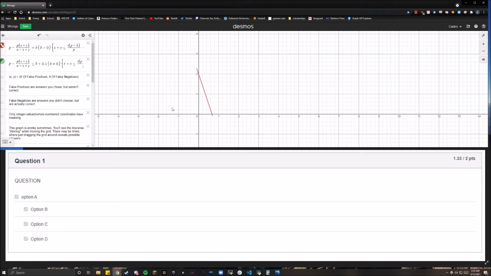So the way this works is on this graph, the x-axis is the number of false positives, and the y-axis is number of false negatives. False positives are answers you chose, but they weren't actually correct. False negatives are answers that you didn't choose, but they were actually correct.